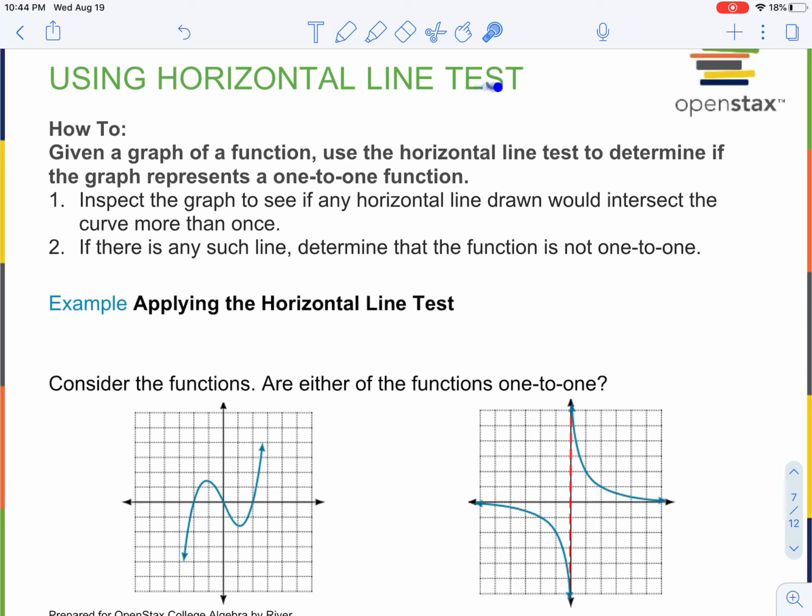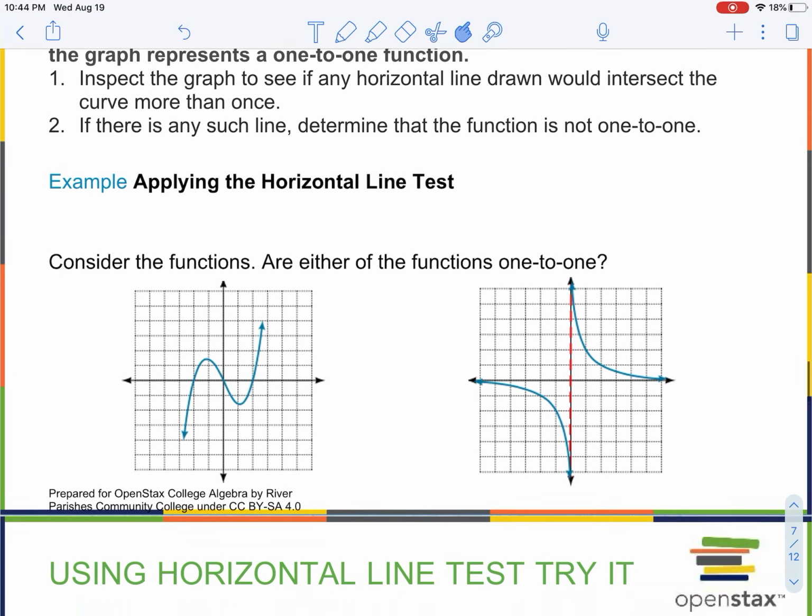All right, so now let's talk about the horizontal line test. The vertical line test tells us if something is a function. The horizontal line test tells us if something is a one-to-one function. So to be a one-to-one function, it has to pass the vertical line test and the horizontal line test. Basically, we inspect the graph again to see if any horizontal line would intersect the curve more than once, and if a line such as that exists, then it is not one-to-one.